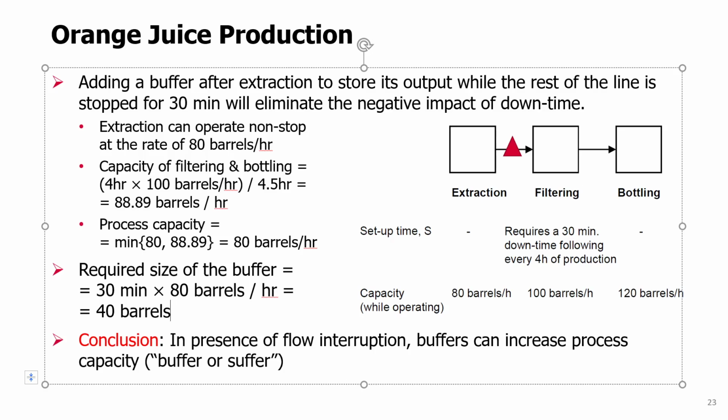And just to summarize, the conclusion in this example is that if you have flow interruptions, buffers can increase process capacity, or actually, in this example specifically, they can help you avoid losing process capacity on a bottleneck step, even if that bottleneck step is a different step than the one where you need the setup. Right? This is an example of what we call a buffer or suffer situation. Either you introduce a buffer or your capacity will suffer.